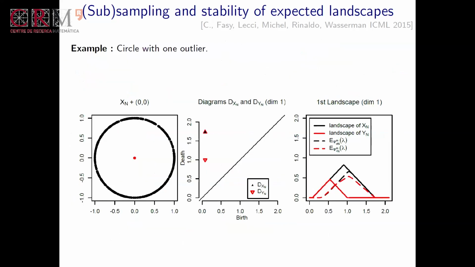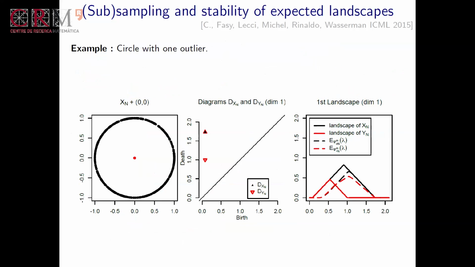I can maybe just show you a numerical illustration. Suppose that you have two point clouds, one which is just made of the black points on some circle, and the second one is the same, but you just add one outlier, which is the center of the circle.